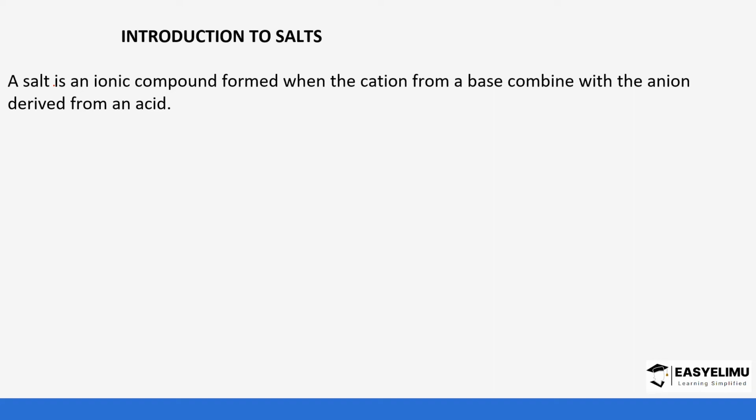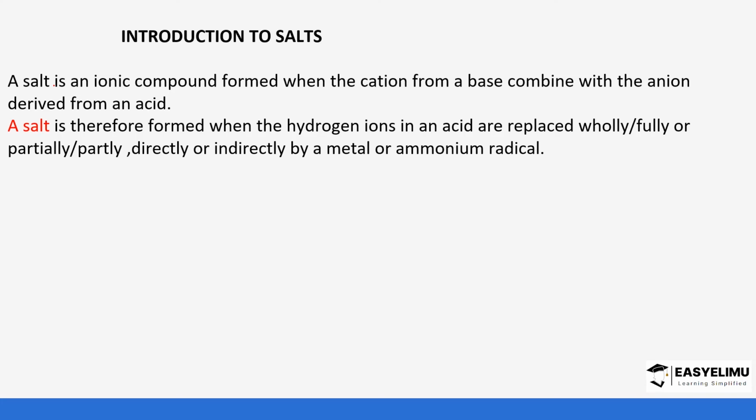In this case, it can be fully combined with the hydrogen ion or partially. So a salt is therefore formed when the hydrogen ions in an acid are replaced fully or partially, directly or indirectly, by a metal or ammonium radical. So when you react, for example, a metal or an ammonium radical with an acid, it replaces all the hydrogen ions or partially all the hydrogen ions. Whatever compound that you form is referred to as a salt.